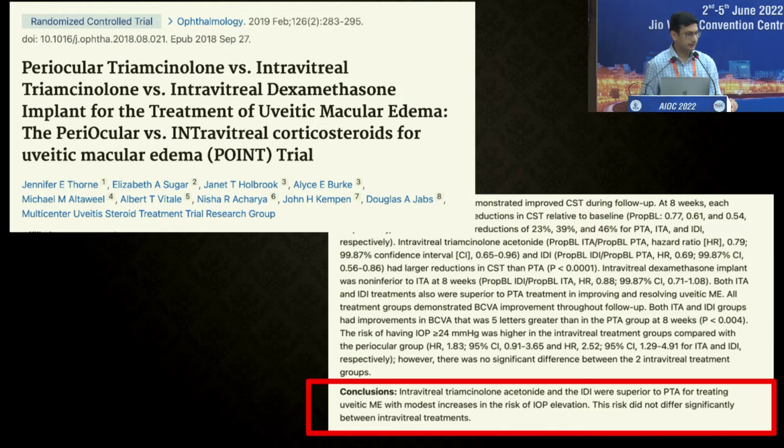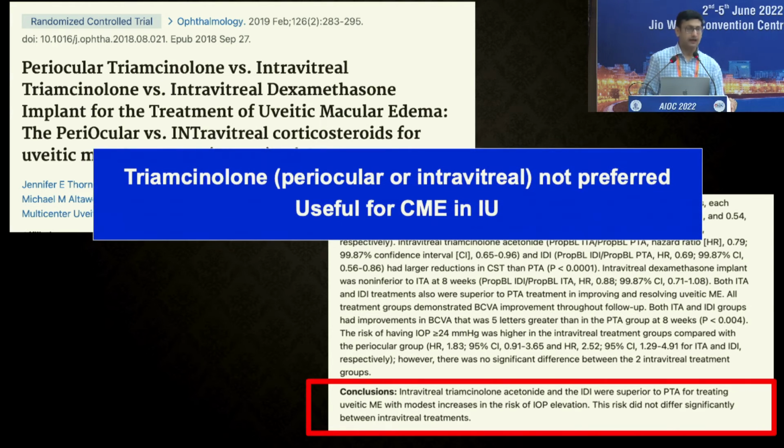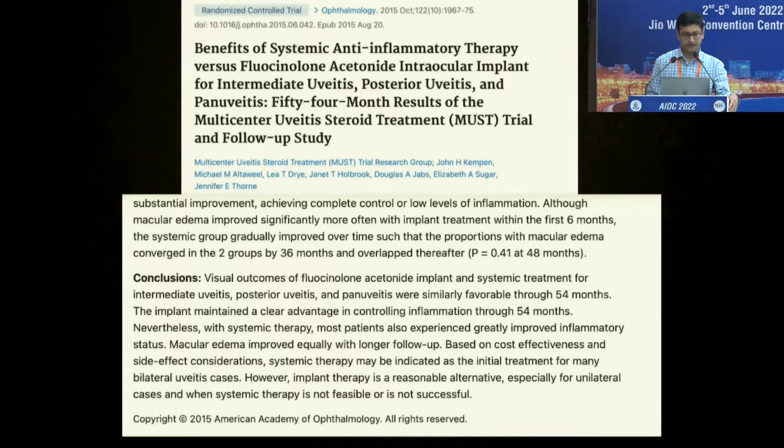I'll just take 1 minute more. This is an agent. Of course, we always compare triamcinolone with Ozurdex. And the POINT trial was recently conducted, which showed that intravitreal triamcinolone works as well as Ozurdex. Of course, the duration of action is less. But personally, I do not prefer triamcinolone in my practice because of the higher chances of glaucoma and cataract. It's very useful for cystoid macular edema in intermediate uveitis.